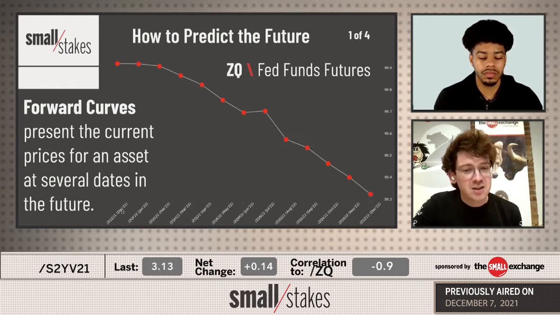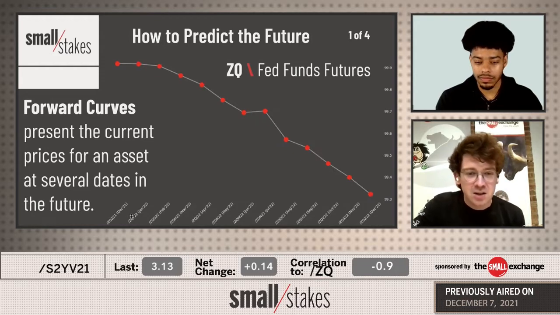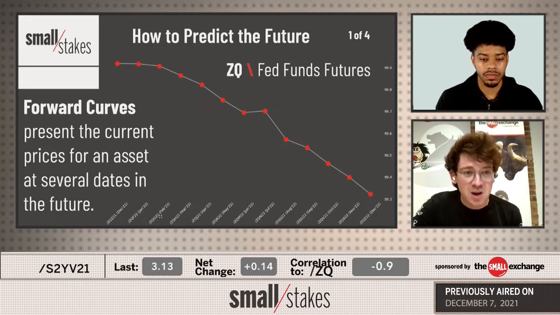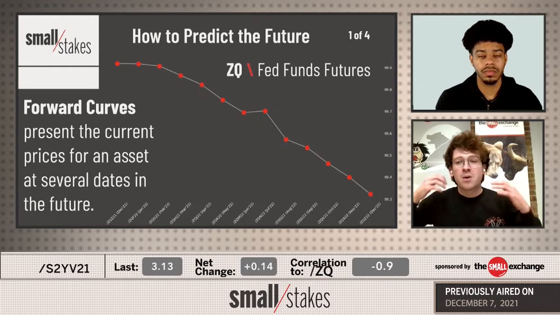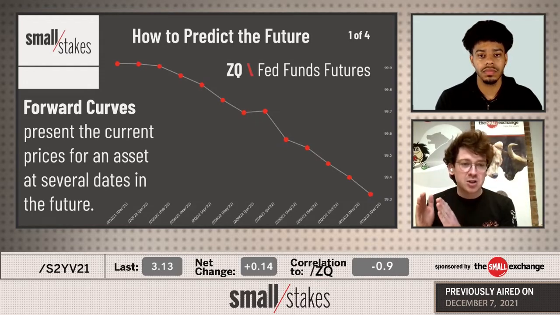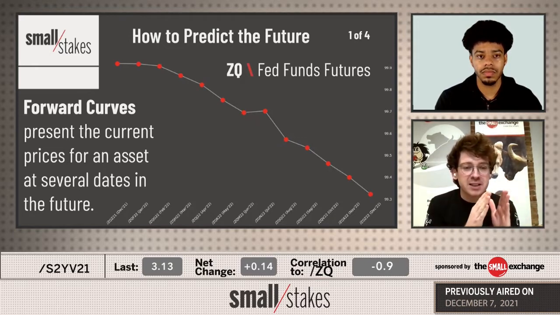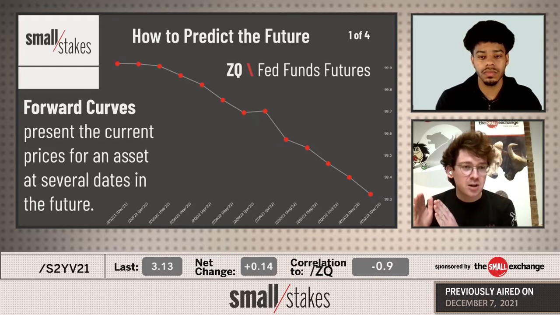ZQZ21. That's just the December 2021 futures for this market that we're looking at. As you go across that axis, you have January 2022, you have February 2022, all the way on to December of next year, 2022. So what you have is different futures contracts, Errol, on the same market, Fed funds futures, which we'll get to in a second, showing you what the price is at those different dates in the future right now.